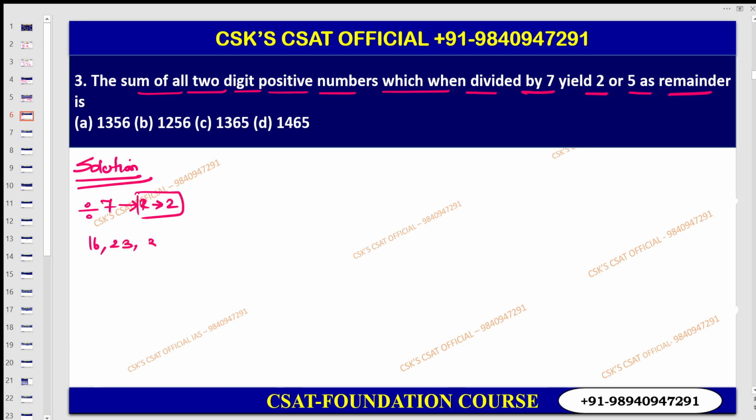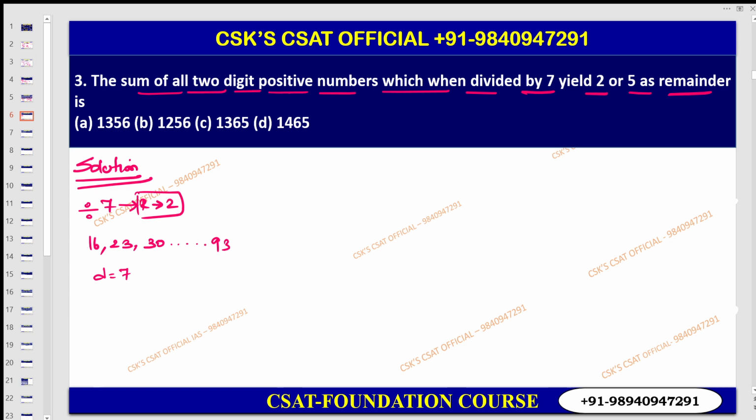16, 23, 30, etc. So what would be the two-digit number, right? 91 completely vanishes when it is divisible. So therefore, 93 divisible by 7 leaves the remainder 2, that's it. The common difference is 7, so it forms a sequence, an AP, arithmetic progression.